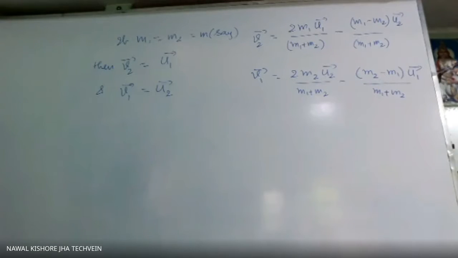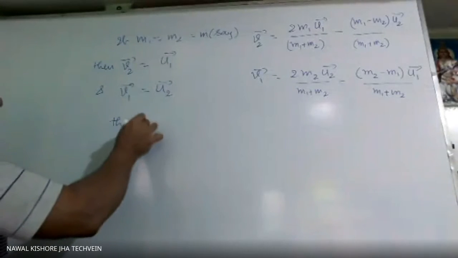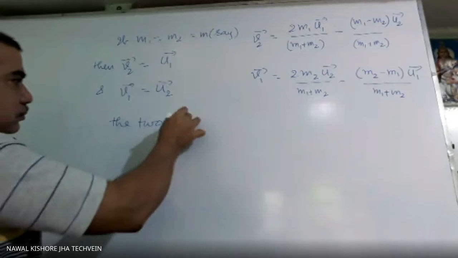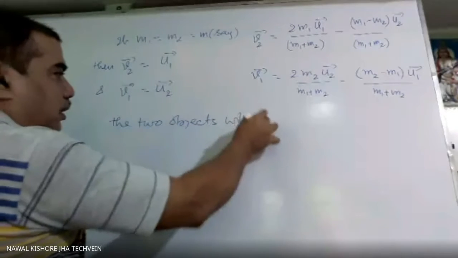That is, the two objects will interchange their velocity. The first object will start moving with the velocity of the second one, and the second object will start moving with the velocity of the first one. Two objects will interchange their velocity.